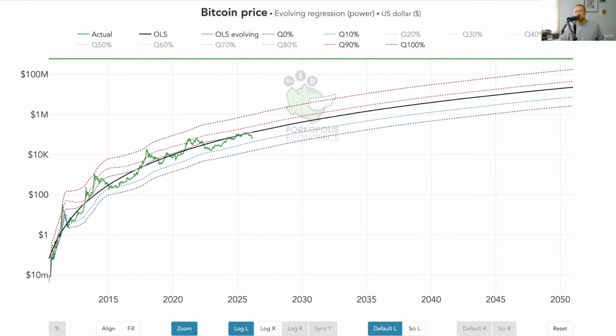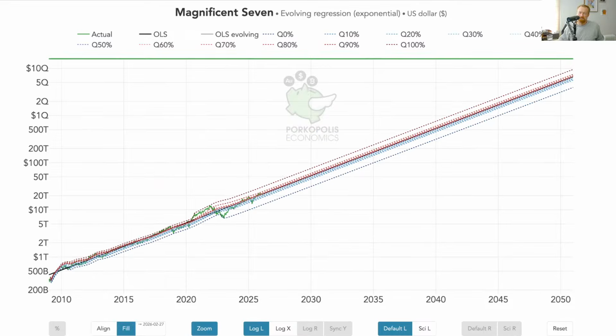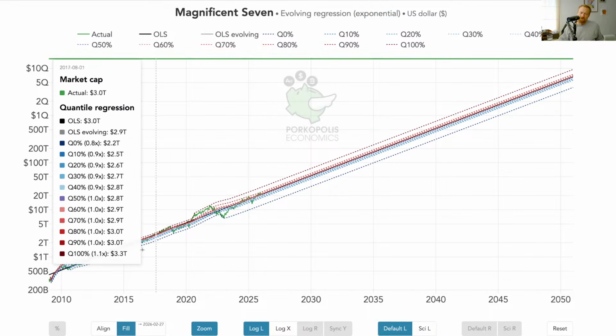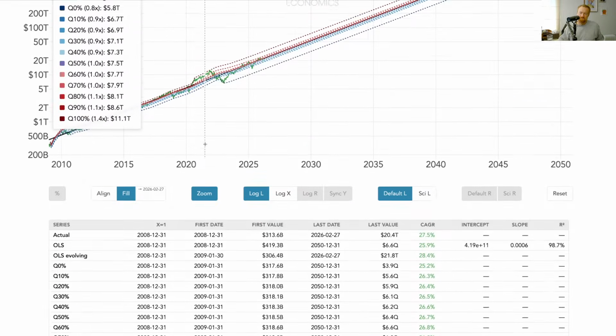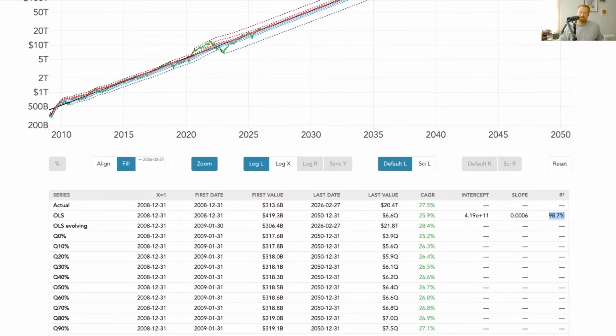Now let's compare that. This is where I hope the light bulb can click. Let's compare that with Magnificent Seven. Same type of chart, evolving regression, exponential. But you'll notice something different. It's the same timeline since 2008. It's a great R squared, even better than Bitcoin, 99%, 98.7% R squared.